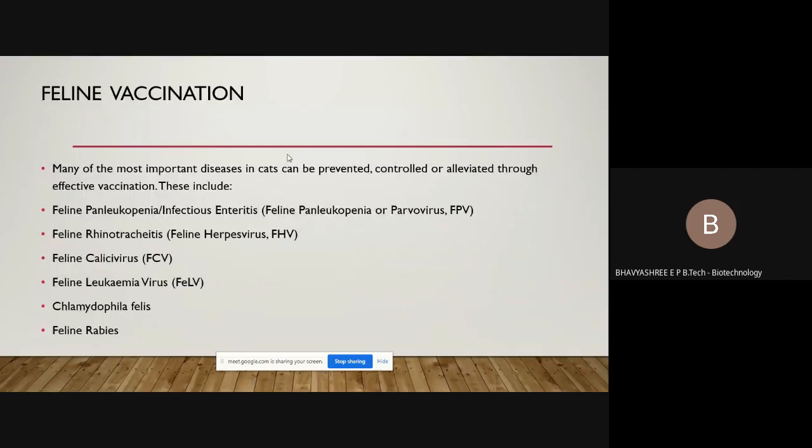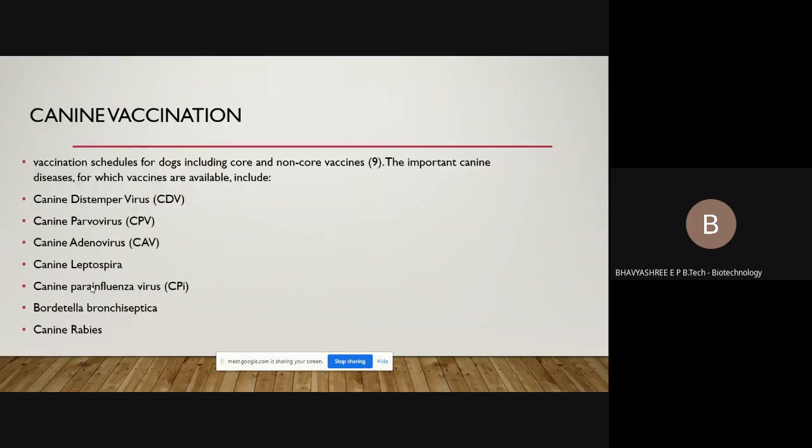Feline vaccine. This feline vaccine is used for cats. Diseases in cats can be prevented, controlled, or alleviated through effective vaccination. These include feline calicivirus, feline leukemia virus, and feline rabies. Canine vaccination. These vaccinations are scheduled for dogs, including core and non-core vaccines. The important canine diseases are canine distemper virus, canine parvovirus, canine adenovirus, canine leptospira, and canine parainfluenza virus.